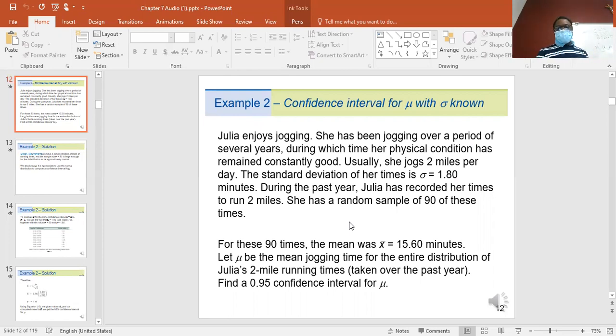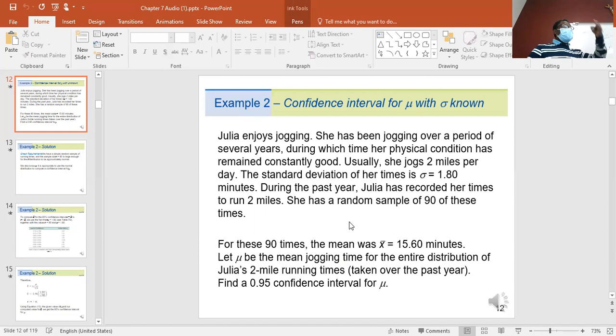During the past year, Julia has recorded her times to run 2 miles. She has a random sample of 90 of these times. For these 90 times, the mean was 15.6 minutes. Sample mean 15.6. The mean jogging time of the entire distribution of Julia's 2-mile running times. Find a 95% confidence interval for mu.